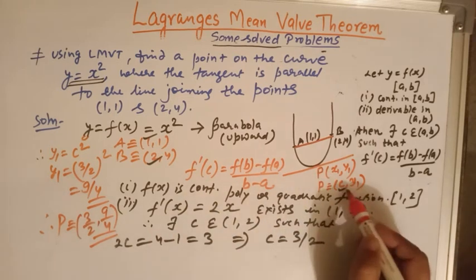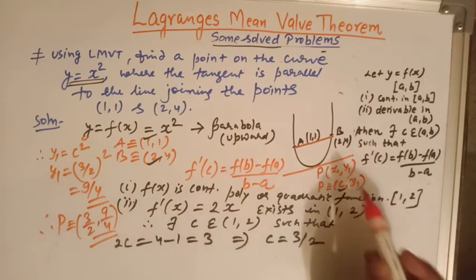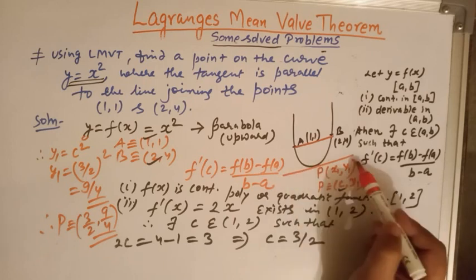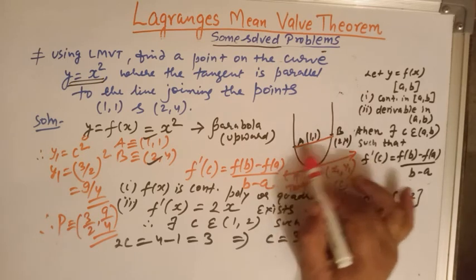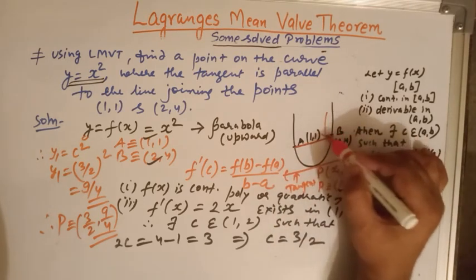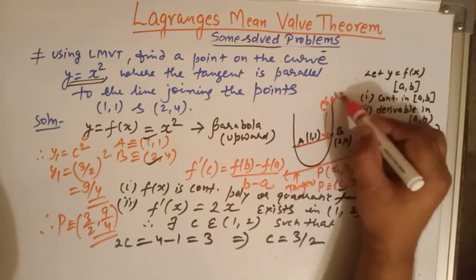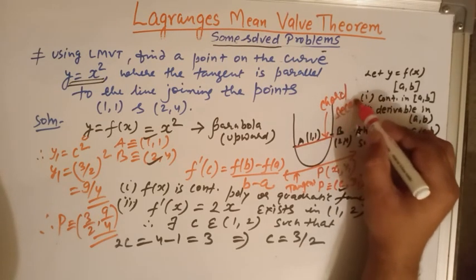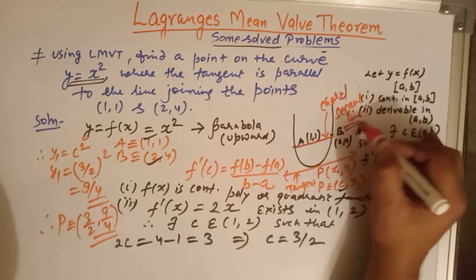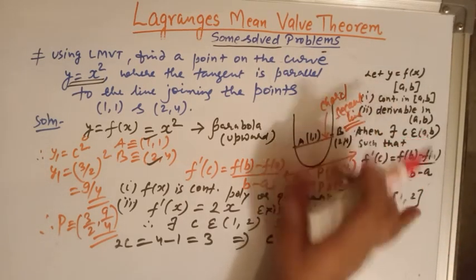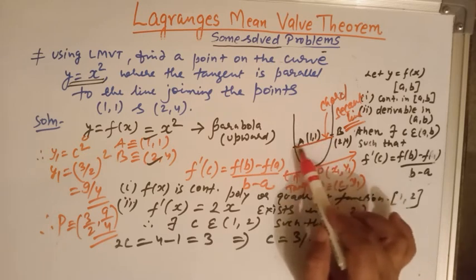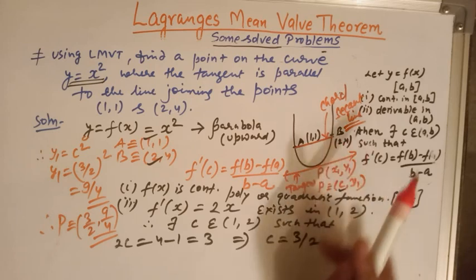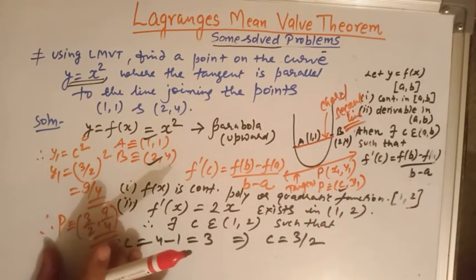So this is the point (3 by 2, 9 by 4) where the tangent is parallel to the chord. This is the chord or secant line. Clear? So this tangent is parallel to the line segment joining the points A and B. So this is how we find the point.